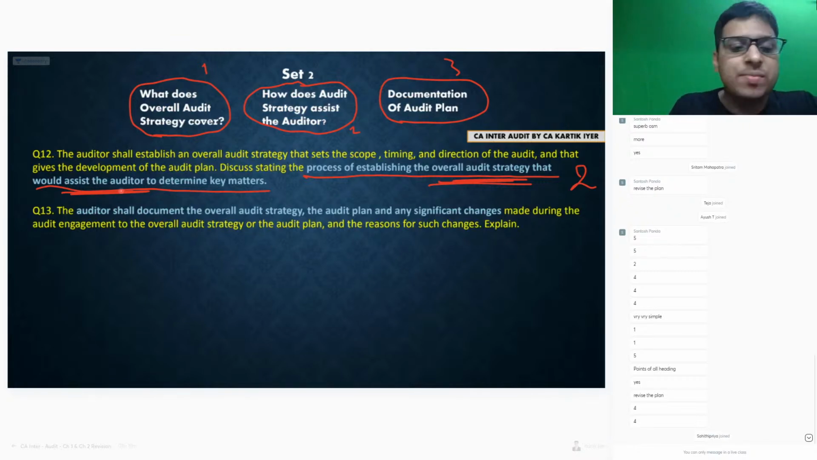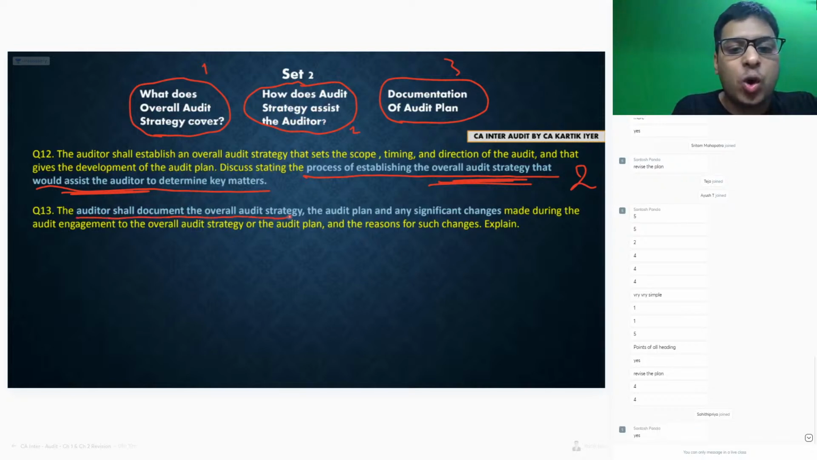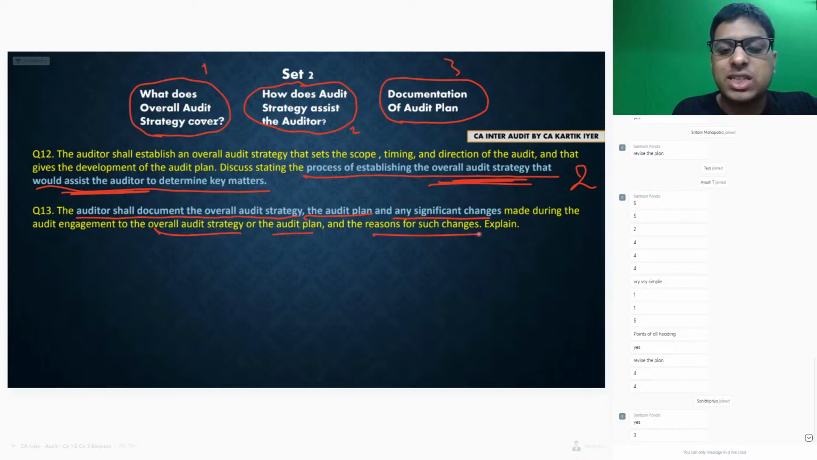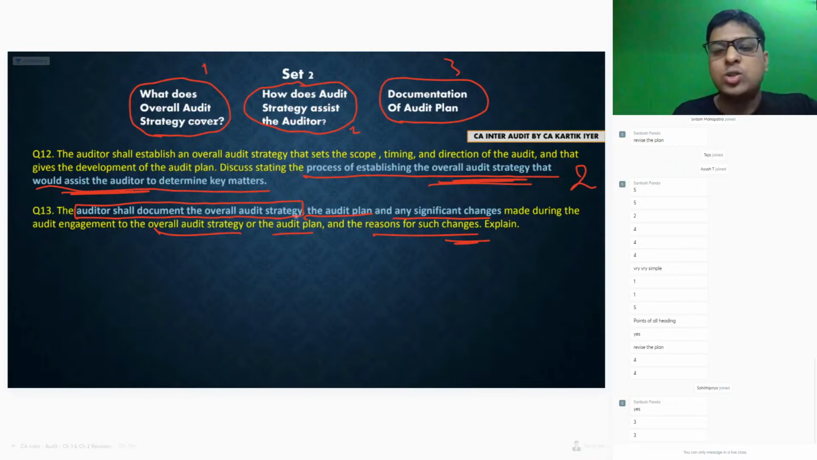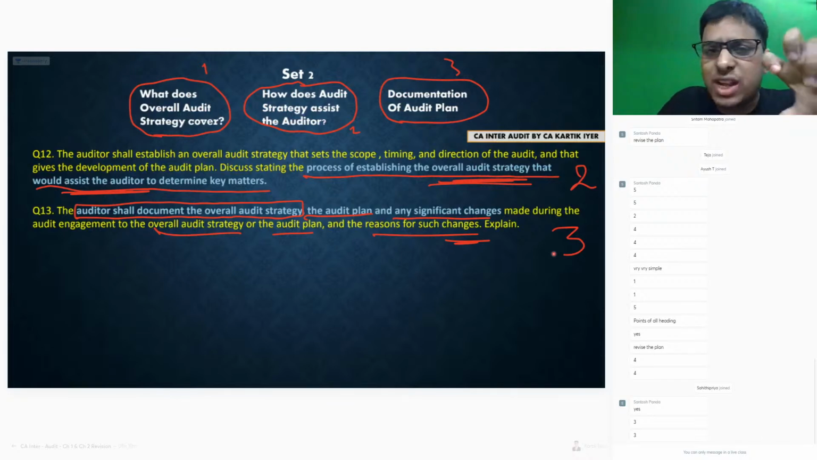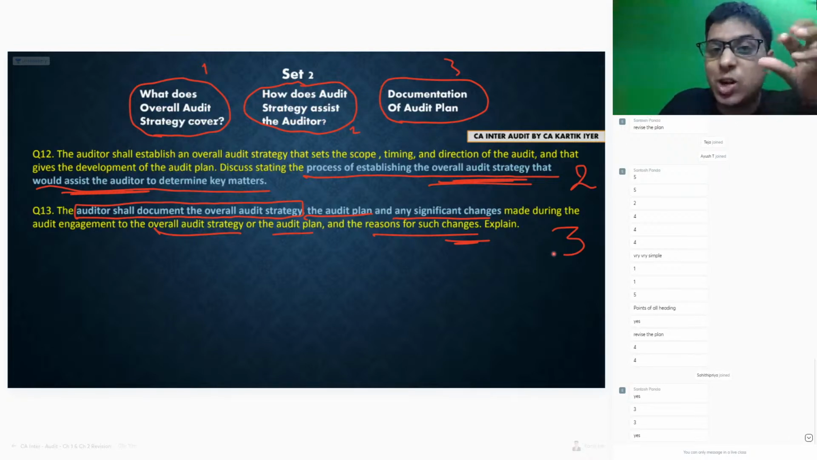See the next one. The auditor shall document the overall audit strategy, the audit plan, and any significant changes made during the audit engagement to the overall audit strategy or the audit plan and the reasons for the changes. This mainly deals with the documentation part. So this is answer number 3. I hope you are able to identify the answers with me. That is very important. In the exam, a student generally knows audit, he has studied, but in that exam situation the student is unable to clearly pinpoint, okay, this is the right answer.